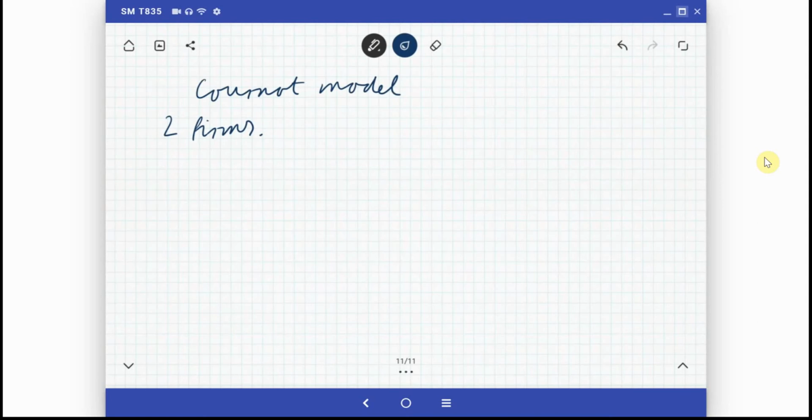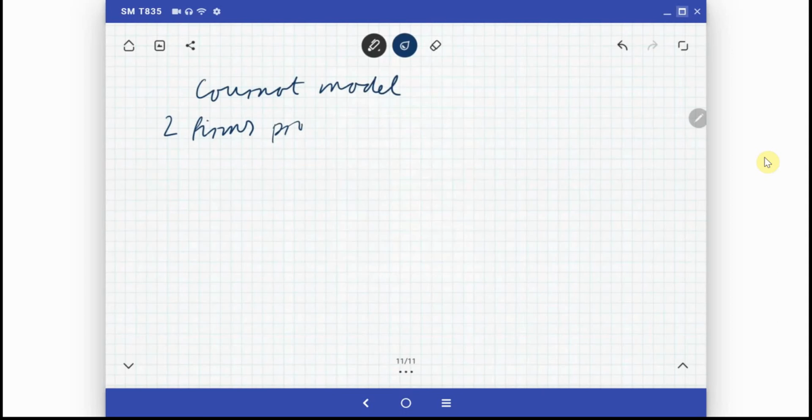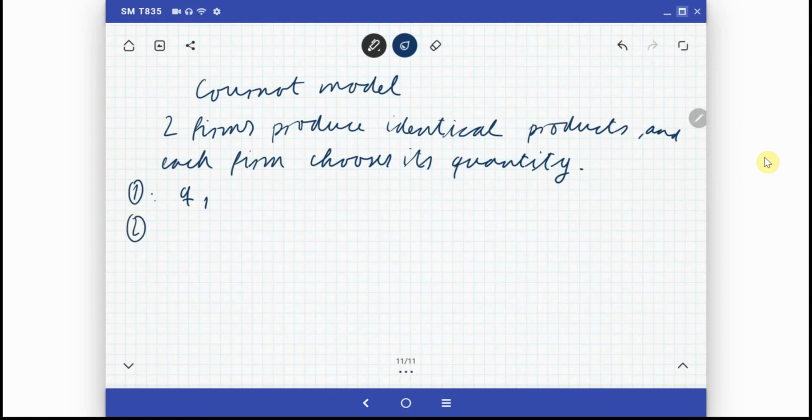So the two firms have to choose quantities. Two firms produce identical products and each firm chooses its quantity. So player 1, firm 1, chooses Q1. Player 1 chooses Q1, player 2 chooses Q2. And then, for example, player 1 says, I would like to produce 5. Player 2 says, I would like to produce 6.